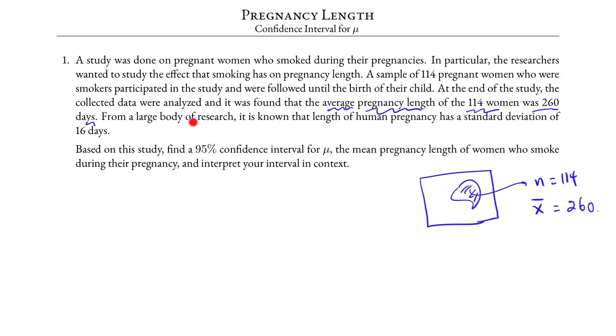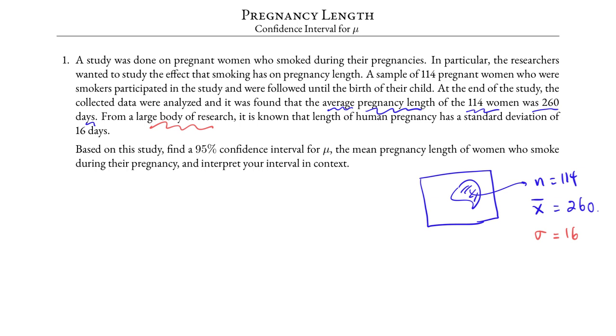From a large body of research, it is known that the length of human pregnancy has a standard deviation of 16 days. Since this is from a large body of research, we assume that it comes from a population. So sigma equals 16. So sigma is known. 260 days for the mean and 16 for the standard deviation. But 260 days is the mean of the sample, and 16 days is the standard deviation from the population.